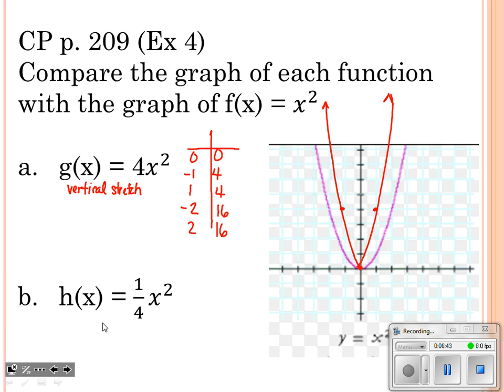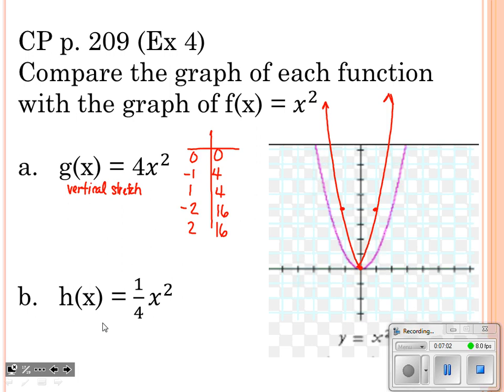Okay, so take a close look at this. This one was called the vertical stretch. Do you see that it was stretched tighter? So it's skinnier because it goes up vertically faster. It's stretched vertically. Okay, now let's take a look at h of x for letter B.